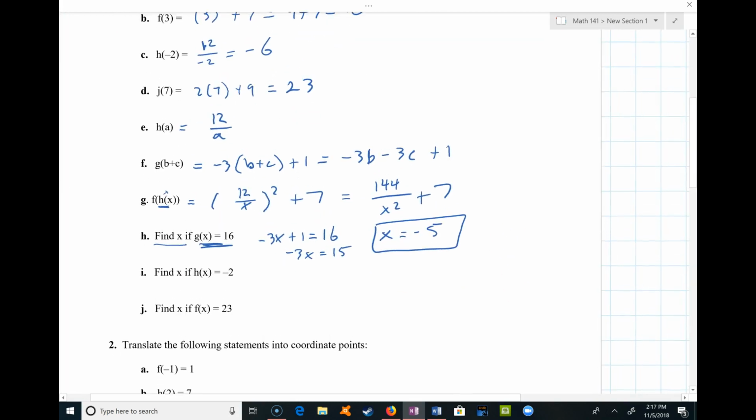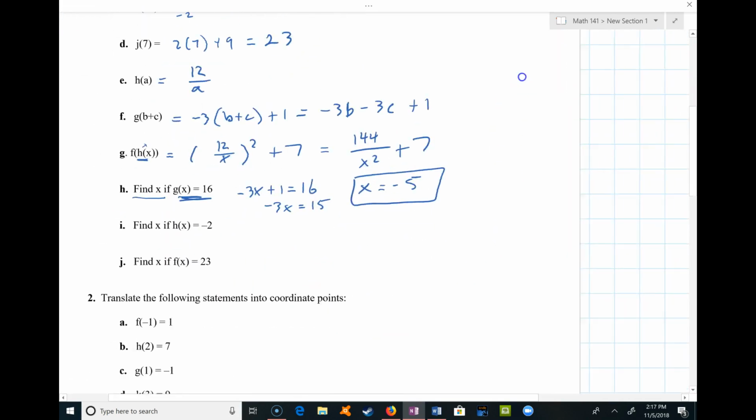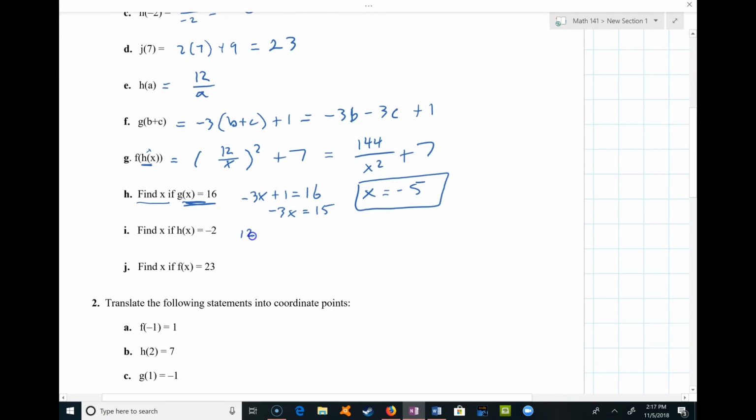And here's the same idea. Find x if h of x equals negative 2. So I go find h of x, that's 12 over x. So that means that 12 over x is equal to negative 2, which means 12 is equal to negative 2x, which implies negative 6 is equal to x.